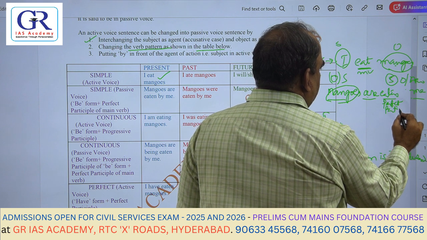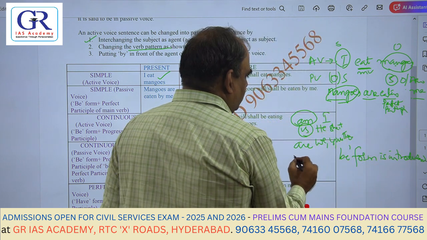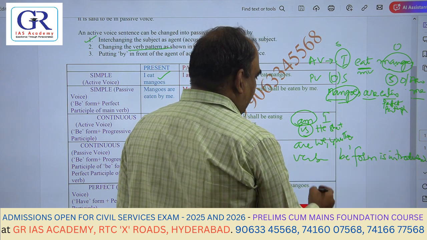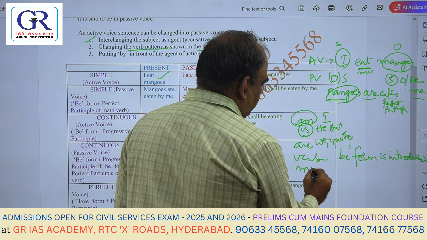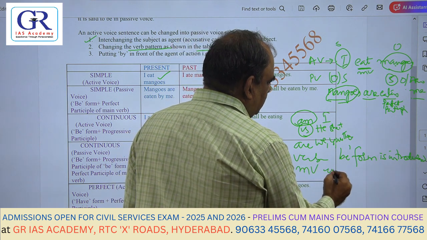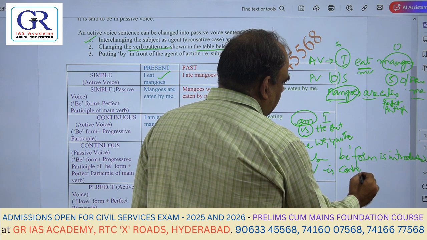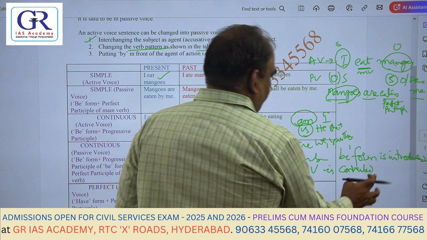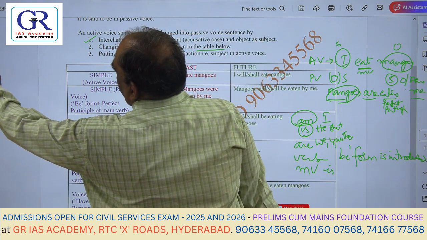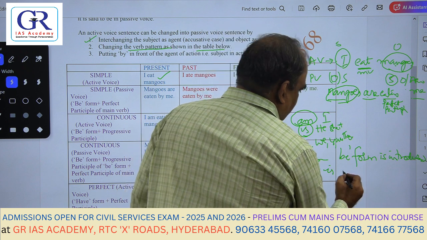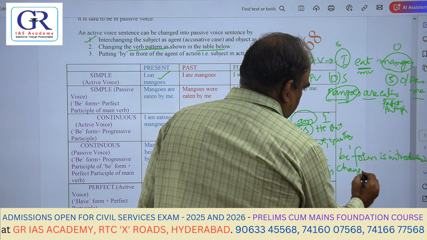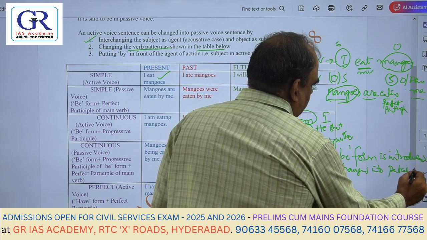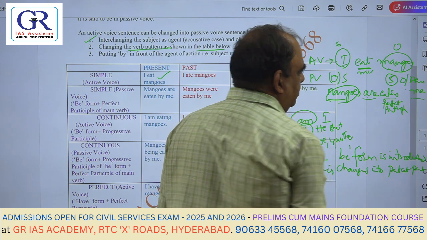So two changes are made in the verb. What are they? The be form is introduced, and then the main verb, MV means main verb, is changed into the perfect participle. Perfect participle, that is eaten.